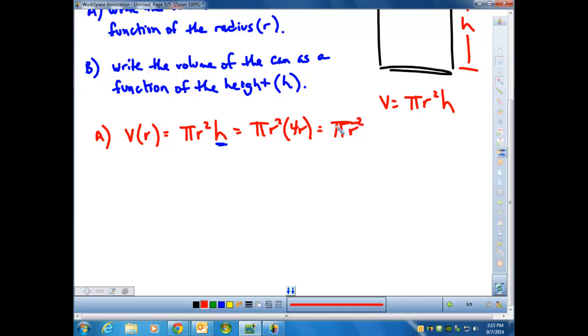All it really means is I could find the volume of a can of this Arnold Palmer lemonade if I knew its radius. I could just plug the radius in and find the volume that way. Okay. But the second problem.